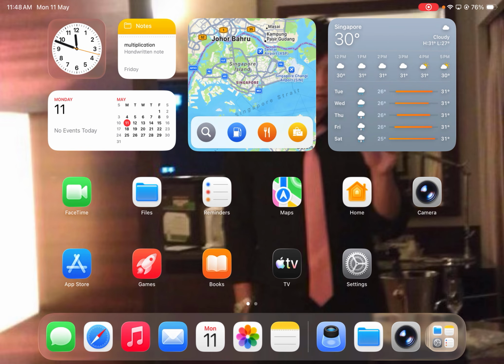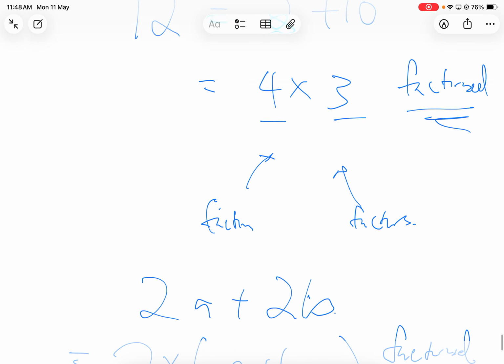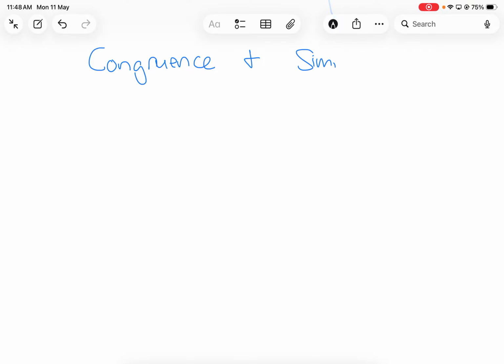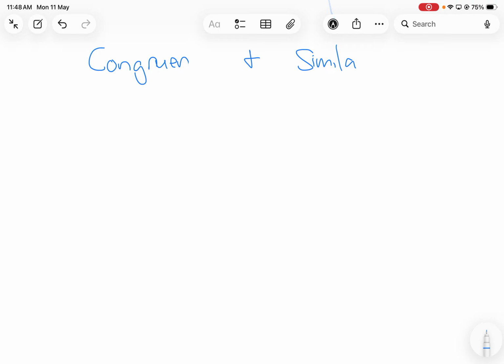Okay, then we are done with compound interest. We are done with indices. Want to go into the next topic? Okay, the next topic is congruency and similarity.